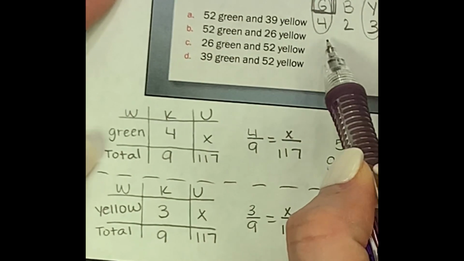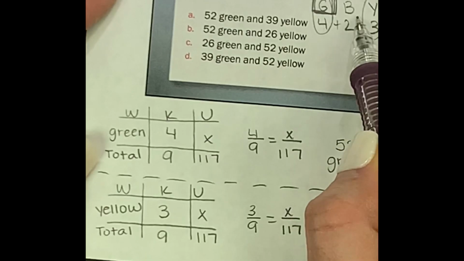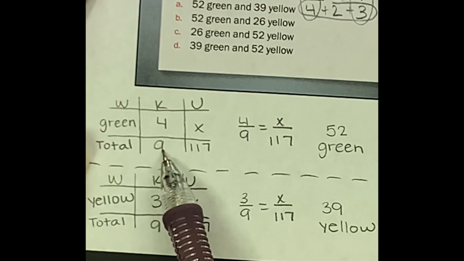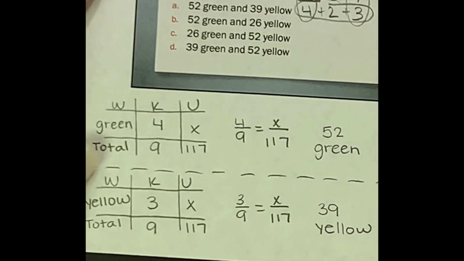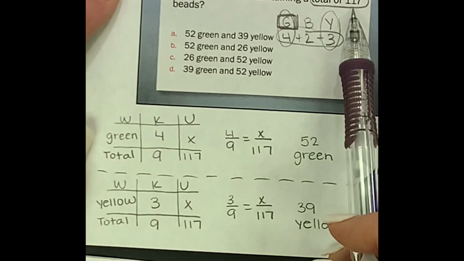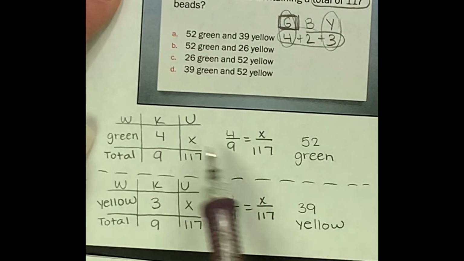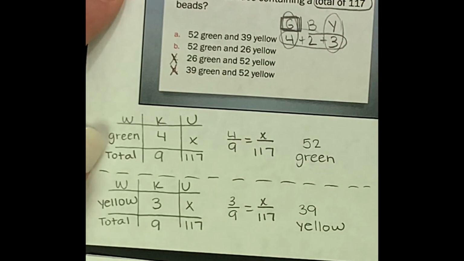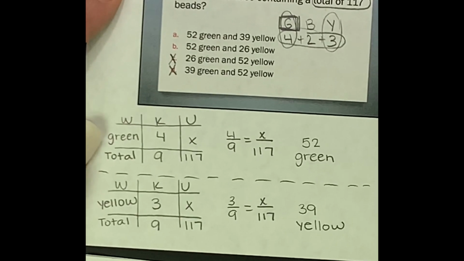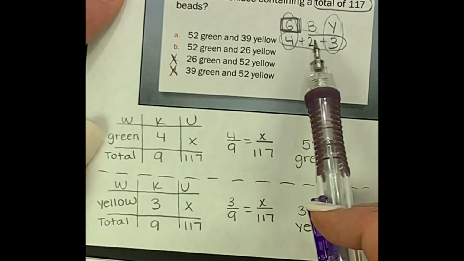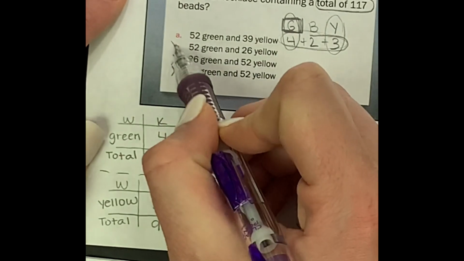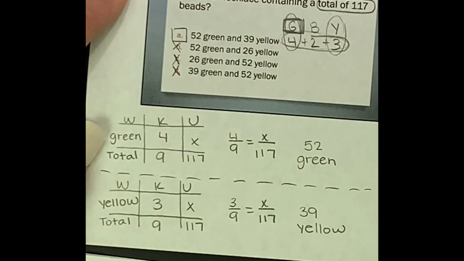There are 4 green. The way I got the total was I just added 4 plus 2 plus 3 is 9. So that's 4 out of 9. The question said if there was 117 total, how many green would there be? So I solved it, got 52. So when I was going through my answer choices, I saw that only A and B had 52 green. So then I had to do yellow. So I did yellow. There's 3 out of 9 that are yellow. I solved it, I got 39. So that eliminated B, and that made my answer A.